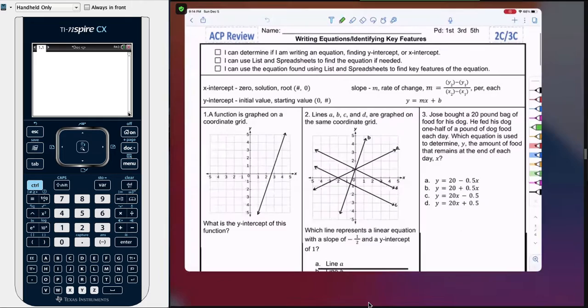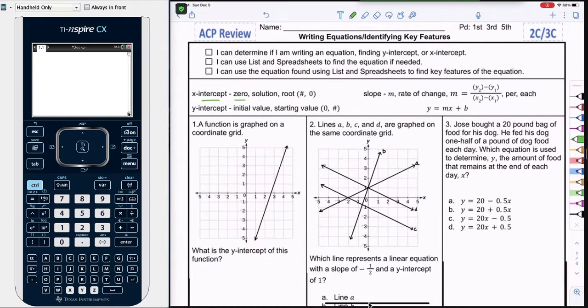And remember, we have x-intercept, 0, solution, and roots. We have y-intercept, initial value, starting value, and then our point. Then slope, m, and rate of change are all the same. And also remember that the m is going to be your slope, and the b is going to be your y-intercept. So let's read the first one.